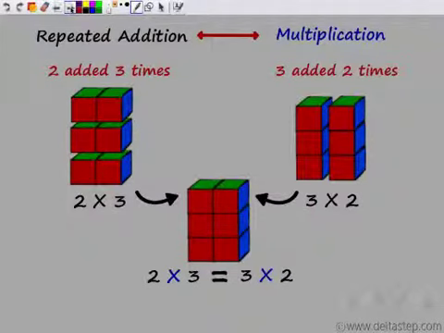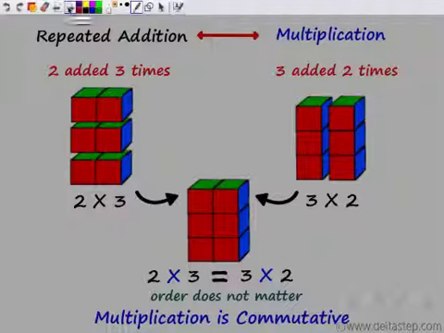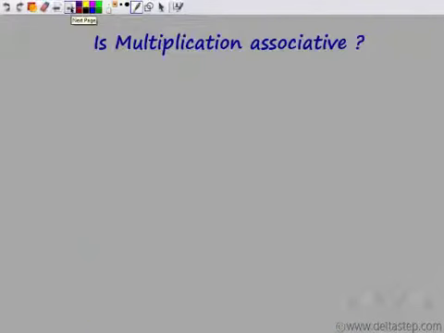Now what do you see? About this multiplication sign, you can change the order of the two numbers without changing the value. And hence I can say that multiplication is commutative. These two numbers can commute to and fro about this multiplication sign. Now let's see whether multiplication is associative. So is multiplication associative? That's my next question.